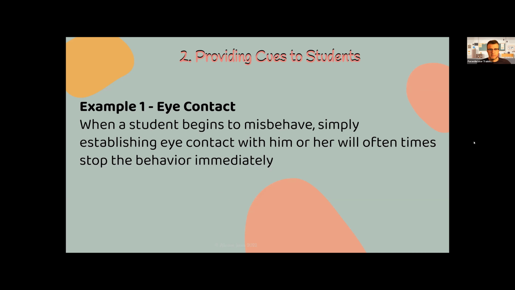Okay, here's one example. Eye contact. When a student begins to misbehave, simply establishing eye contact with him or her will oftentimes stop the behavior just like that, immediately. There are a lot of students with whom this will not work, and there are a number of students that will simply avoid your gaze. Right?